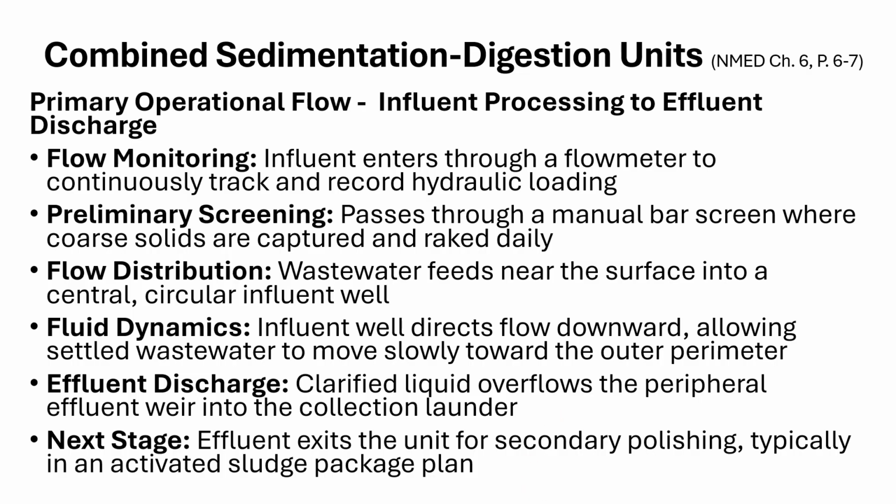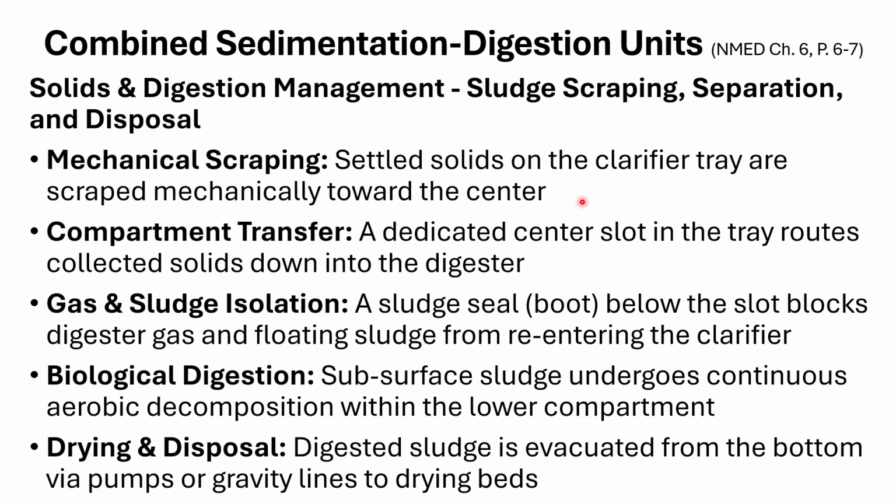And then that effluent is going to go to secondary polishing, usually an activated sludge plant or a pond, if you will. We talked about the ponds last lecture, so that's what you're looking at, discharge from a package plant heading to a pond. Okay. Now, remember I told you we've got a clarifier in a package plant. We've got a clarifier on top of a sludge digester. So the sludge and digestion management, we're going to basically scrape the sludge, separate it, and dispose of it.